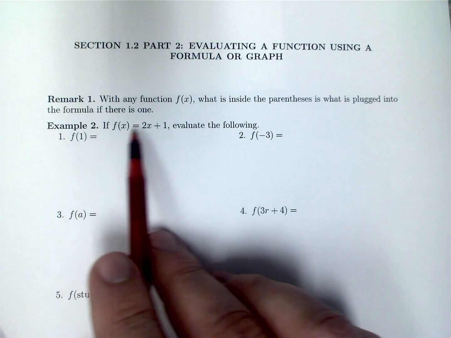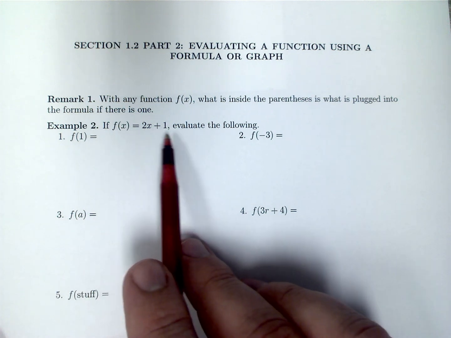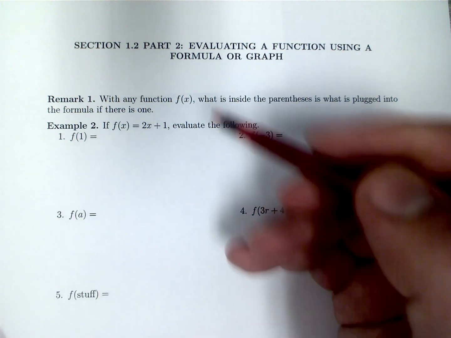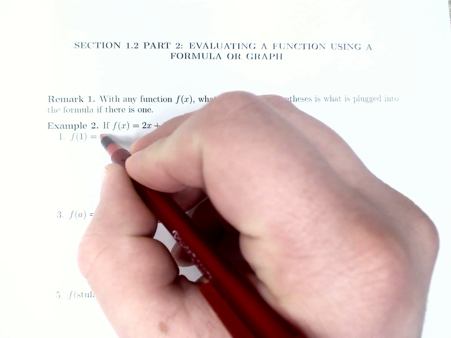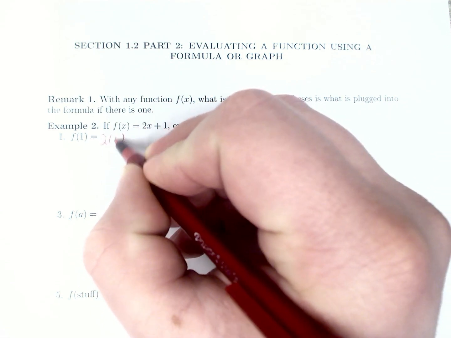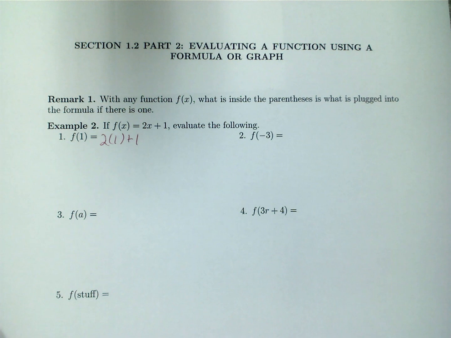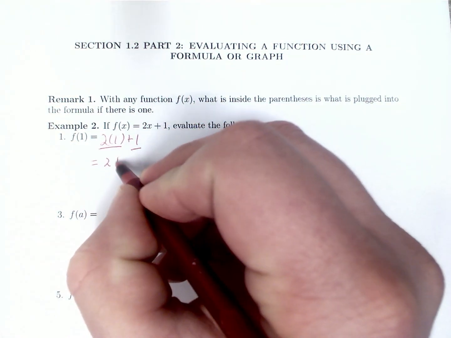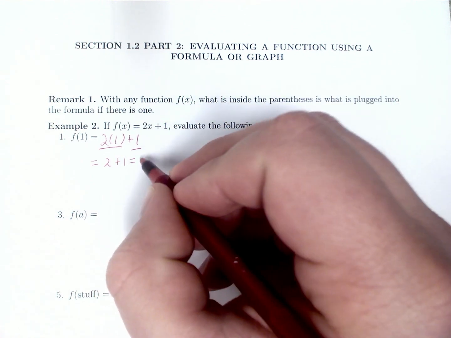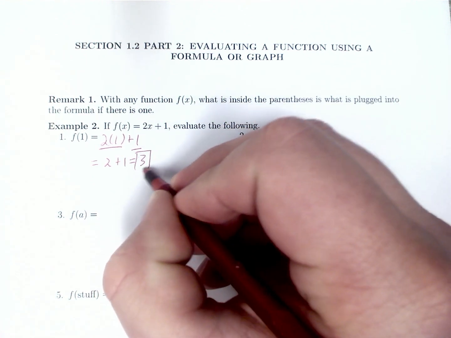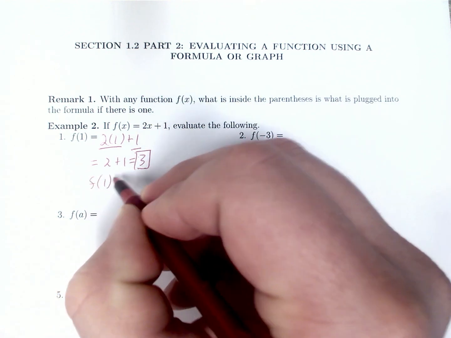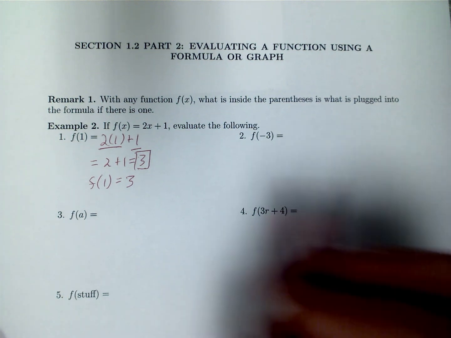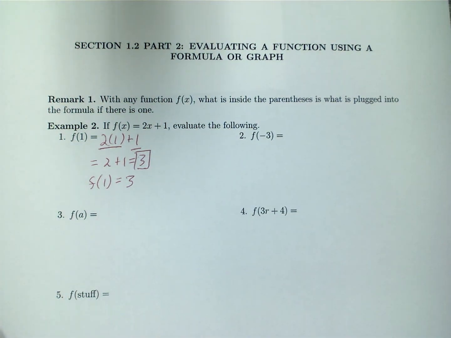But f of x equals 2x plus 1, and we want to evaluate the function. So if we see f of 1, what do we do? Well, the formula is 2x plus 1, so every time we see x, we just replace it with 1. Then we look at the terms: 2 times 1 is 2, plus 1, and 2 plus 1 is 3. So writing this more directly, if we plug in 1, we get out 3. You could stop here, I'm just being extra explicit.